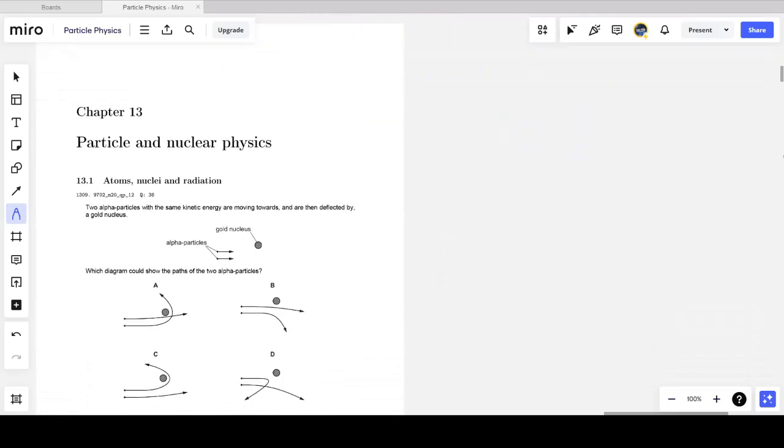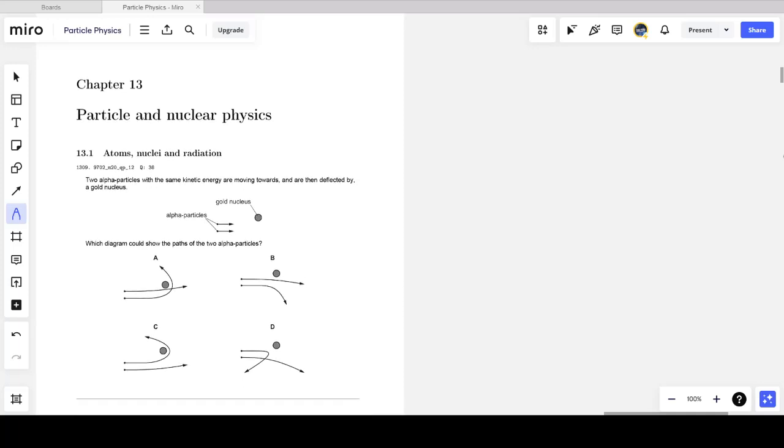So the first question is 1309. It comes from the March 2020 exam. It's question paper 1, variant 2, and it's question 38 from that paper. We're told that two alpha particles with the same kinetic energy are moving towards and are then deflected by a gold nucleus. And we want to know which diagram could show the paths of the two alpha particles.